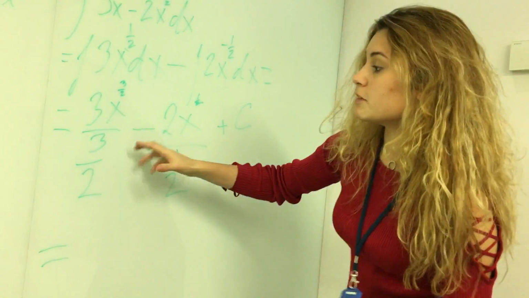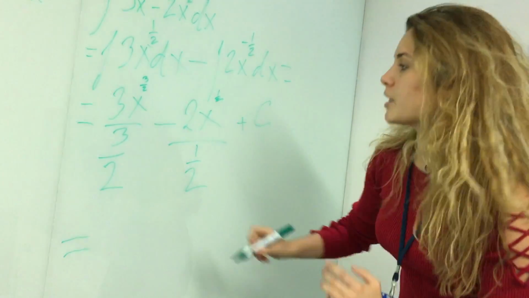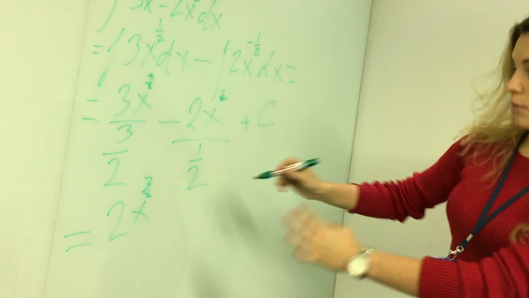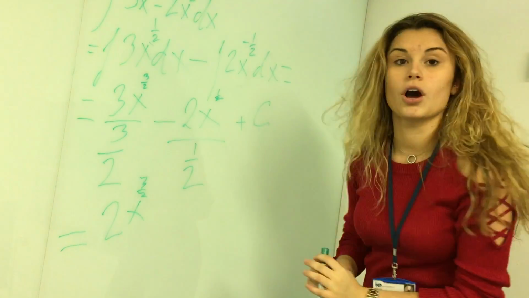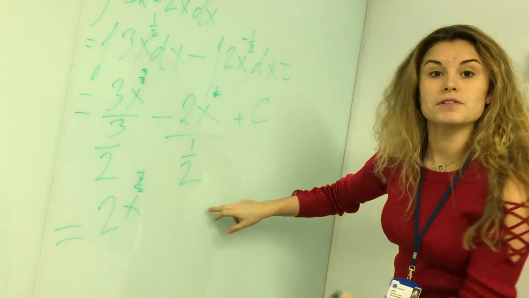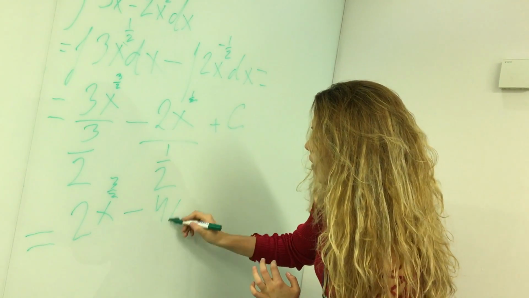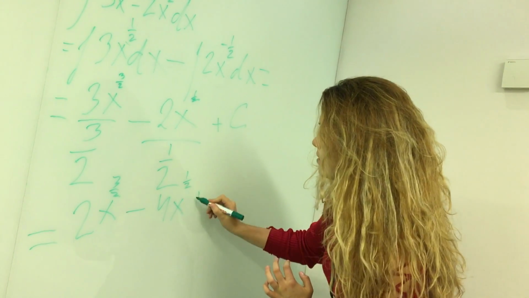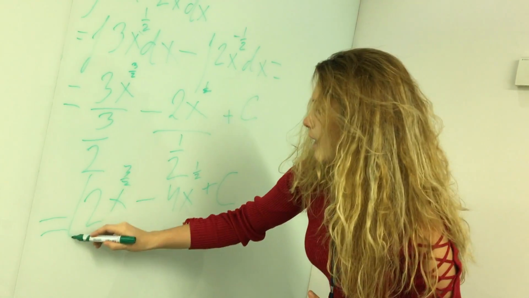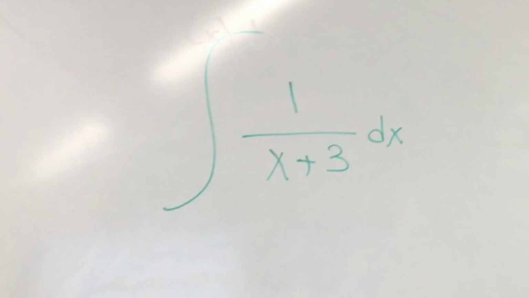As you guys should know, dividing by 3/2 is the same as multiplying by 2/3. That would give us 2x to the power of 3/2, and then we would do the same here. Dividing by 1/2 is the same as multiplying by 2. So let's do it. So that would be 4x to the 1/2 plus, as we're doing integration, the c. It's really important to have the c. And guys, this would be the final result of the integration of the following example.